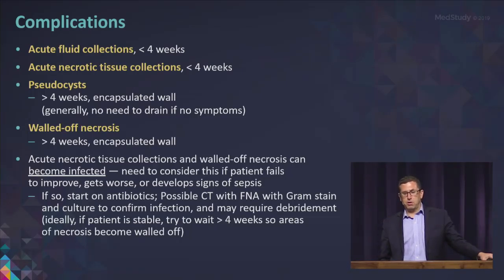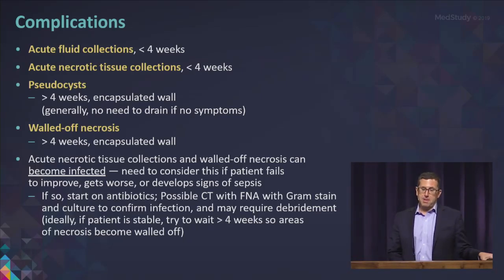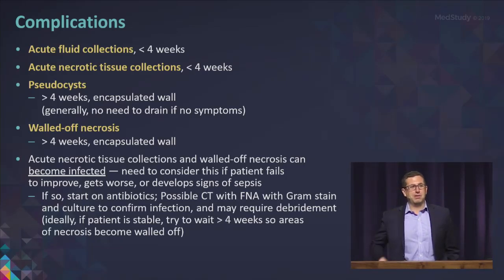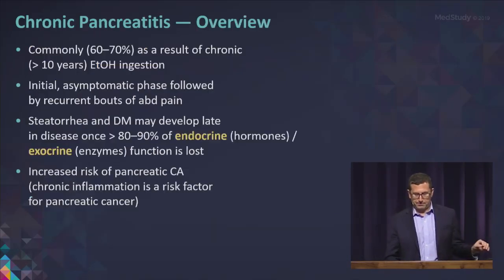Acute necrotic tissue collections and walled-off necrosis can become infected, but they don't always become infected, which is why you don't always throw antibiotics at these patients. You need to consider infection, however, if the patient fails to improve, gets worse, or develops signs of sepsis. If this is the case, you're going to want to start the patient on antibiotics, and you may want to consider getting a CT with an FNA and a gram stain and culture to confirm the infection, and these patients may require debridement. One key point is that if they require debridement, a lot of times you want to wait generally till after 4 weeks if you can, because you want these collections to become more walled off and discrete because it's easier for the surgeon to deal with.